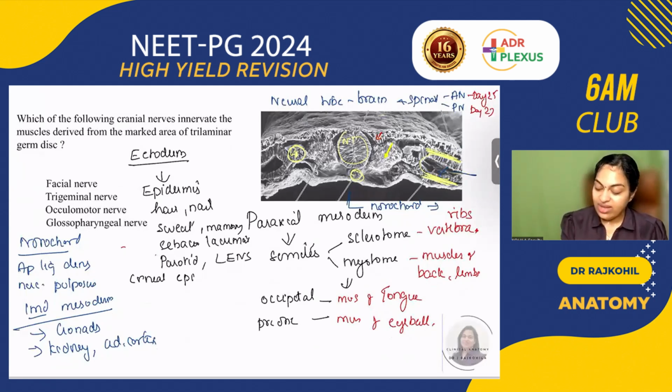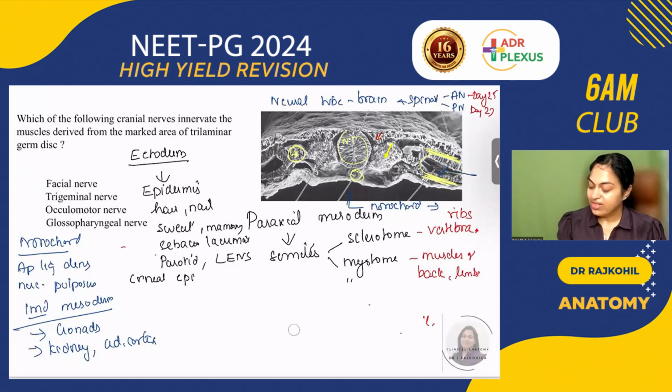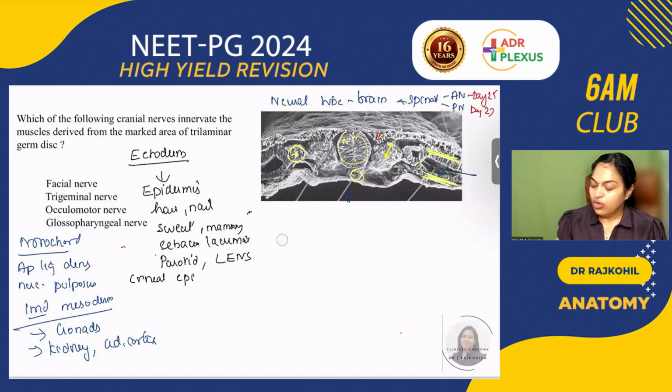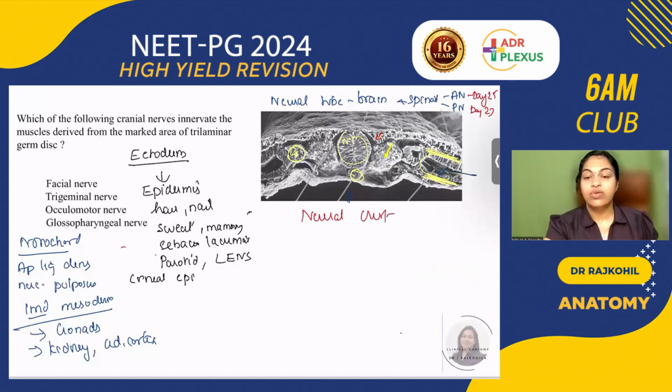So what are the derivatives of the neural crest cells? I'm rubbing that area of the paraxial mesoderm so that you have it at the tip of your fingers. It is going to migrate to different parts of the body, right? It is going to give rise to the mesenchyme of head and neck. It is going to contribute to the pharyngeal arches. And do you remember I've given a mnemonic in the previous sessions? HCG. This is how I remember. If it's useful, you can take it, okay?